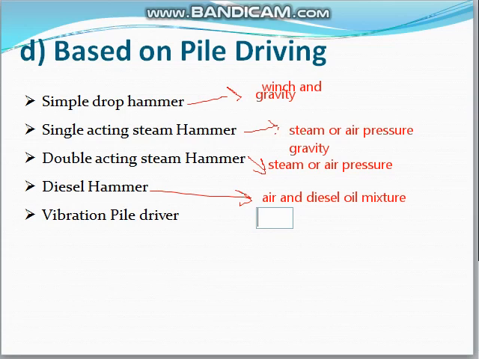Last one is the vibratory pile driver. This vibration technique is used for pile driving where vibrations or noise of conventional hammer driving is not permitted. Okay. So these are the 5 types of pile driving. First one is the simple drop hammer. Another one is the single acting steam hammer. Another one is the double acting steam hammer. Another one is the diesel hammer. Another one is the vibration pile driver.